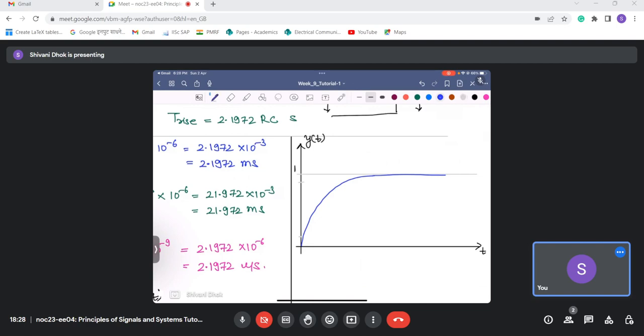So let's say this is 0.9 and this is 0.1, and let me mark these lines dark, something like this. Then this duration is basically equal to the time required for the output to go from 0.1 to 0.9, and this we have obtained as 2.1972 milliseconds. Now if we look at the second case, it will start from here and then go something like this, and it will slowly go to 1, something like this.